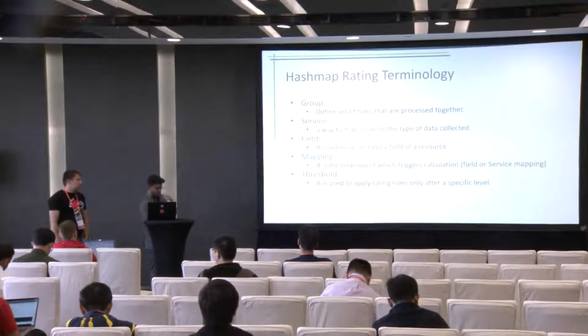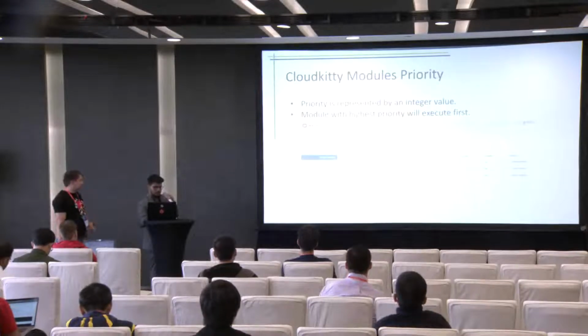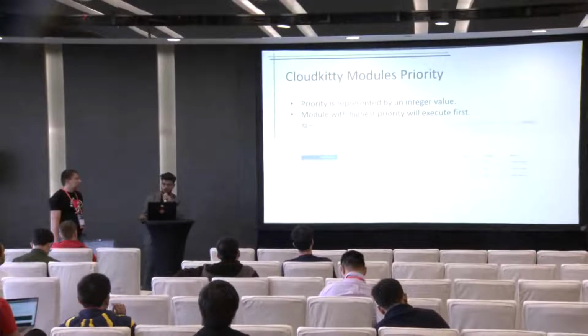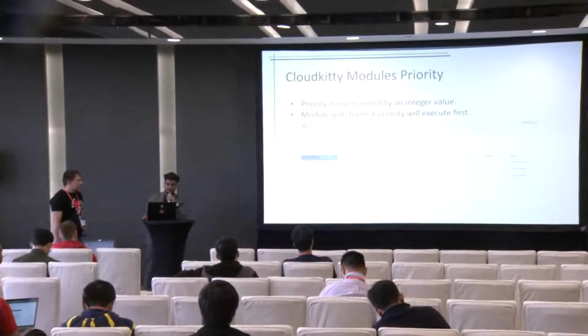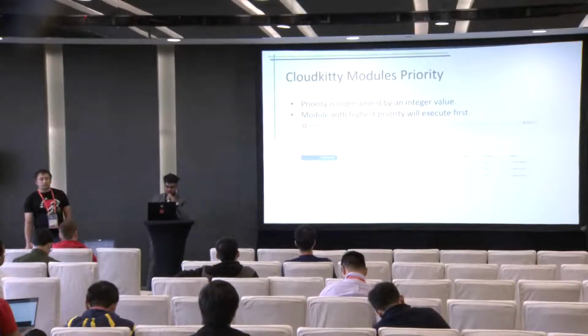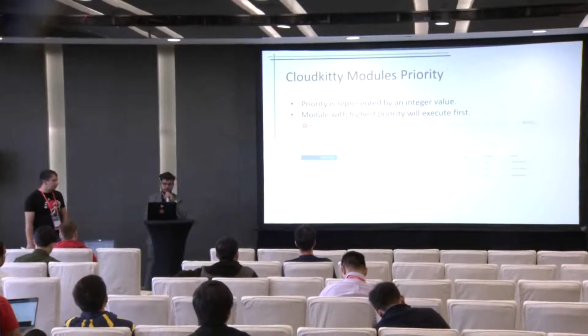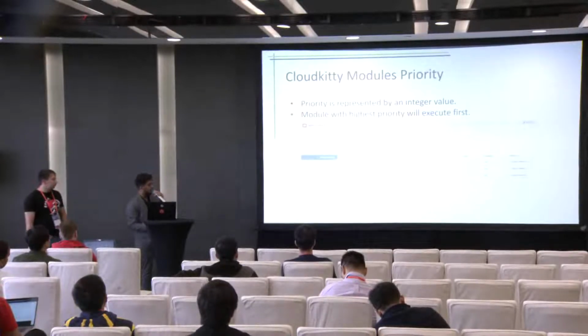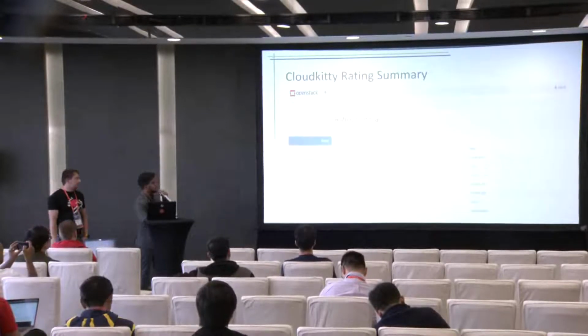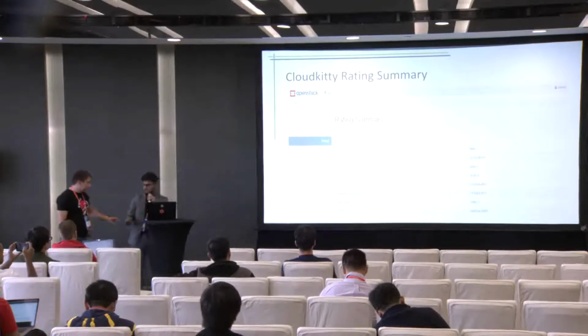And now let's move on to the next slide. So now let's talk about a scenario where we have defined both HashMap and PyScript. There is always a risk of getting data from multiple modules. To handle such a situation, we have introduced module priority. The module with the highest priority will execute first. Now Ivan will continue from this slide.